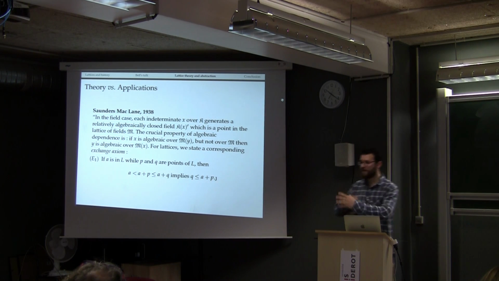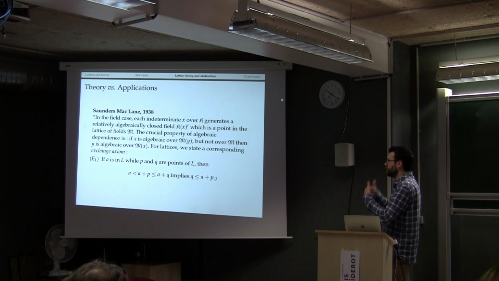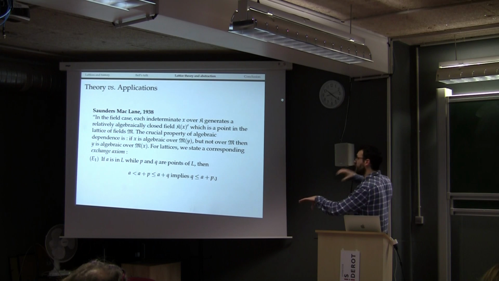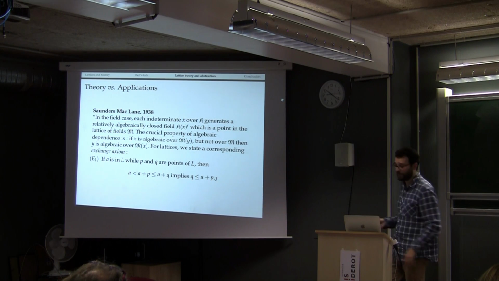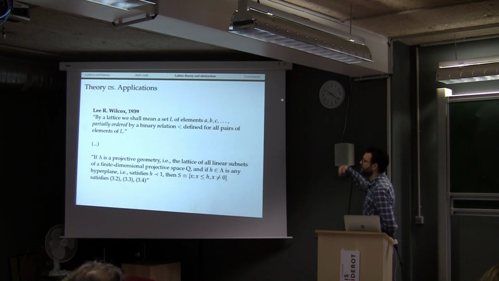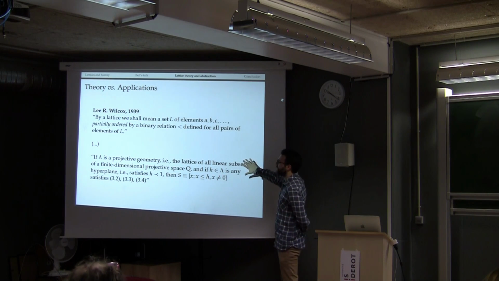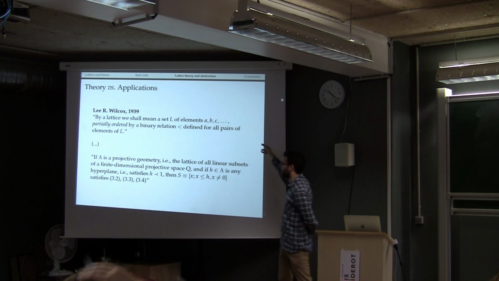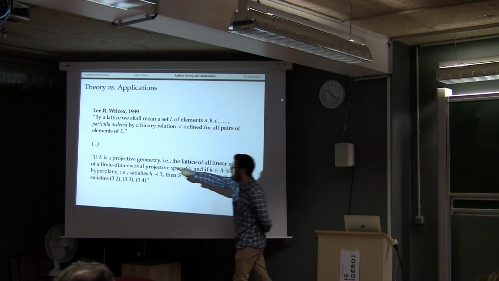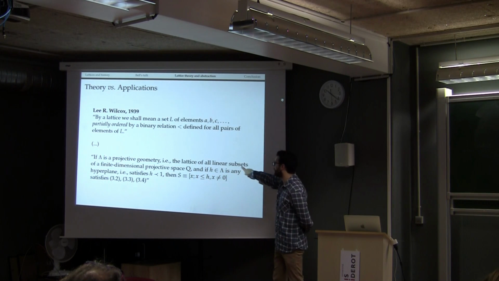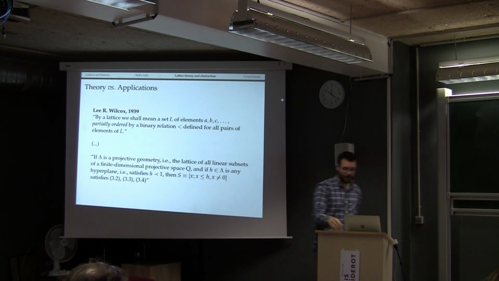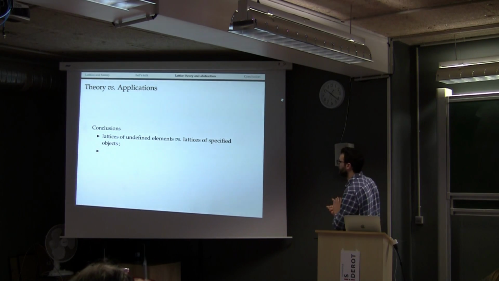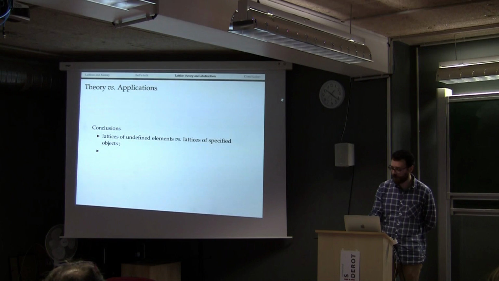So it's the exact same dynamic in which you translate axioms from a specific context to an abstract context in which the element is unspecified. And it is the same thing, for example, in that geometrical context. You see here, a lattice is a set of unspecified elements, and then you have the projective geometry that is the lattice of all linear subsets, etc. Okay, so there is an opposition between lattices of undefined elements and lattices of specified objects.